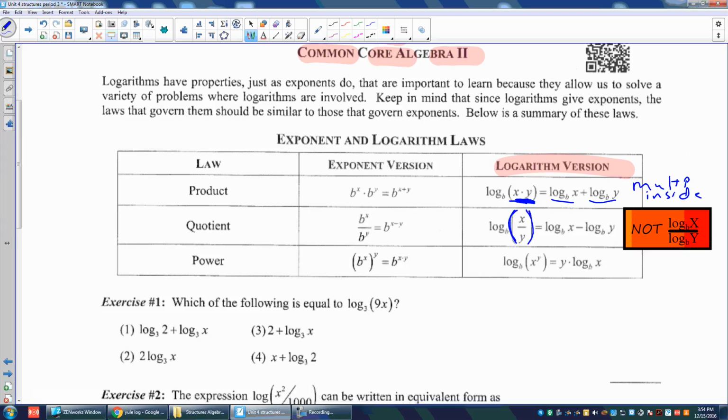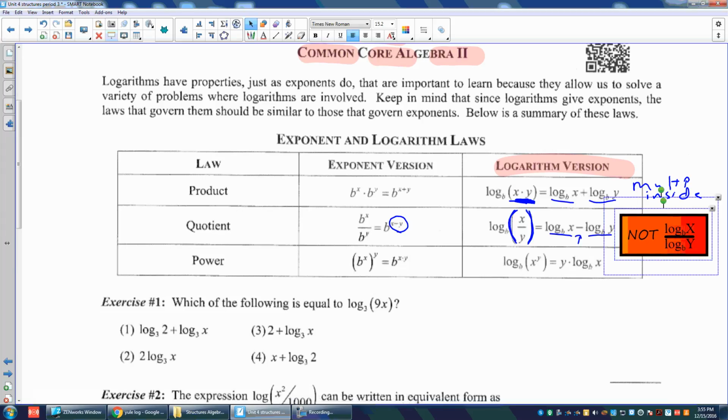Now here, when you're dividing, we're dividing inside the parentheses. So it's the log of the numerator minus the log of the denominator. Very similar to the fact that we are subtracting them, but I don't want to get you confused. I hate that, because you're not taking the log on the numerator and denominator separately. Not that. No, bad. Don't do that. The rule is inside the parentheses.